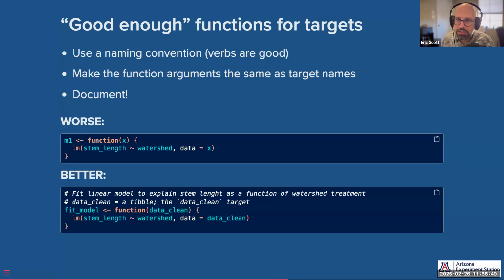It's also a good idea to always write notes for yourself and for other people about what the function does. This is not a great example, where we've got a function called M1 that takes an argument X and fits a linear model with the data equals X. It's not really clear what that does from the name and the argument. This is a much better example, where we've named our function fit_model. So it's a verb now, saying fit the model. And it takes an argument called data_clean, which in this case might be another target that we've created from wrangling our data.